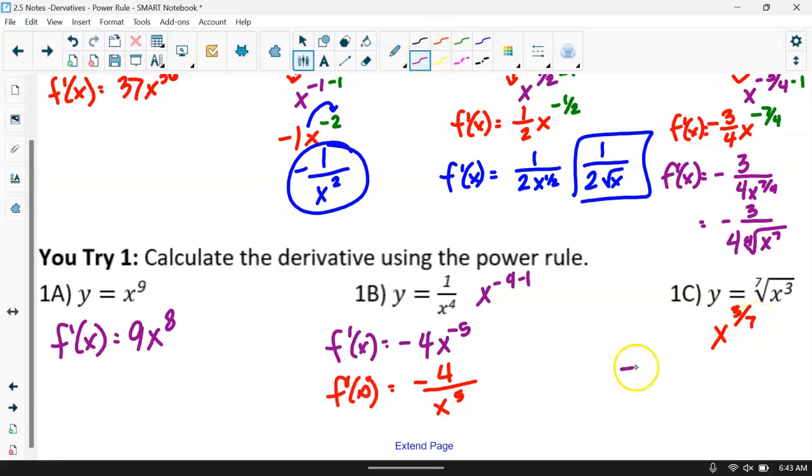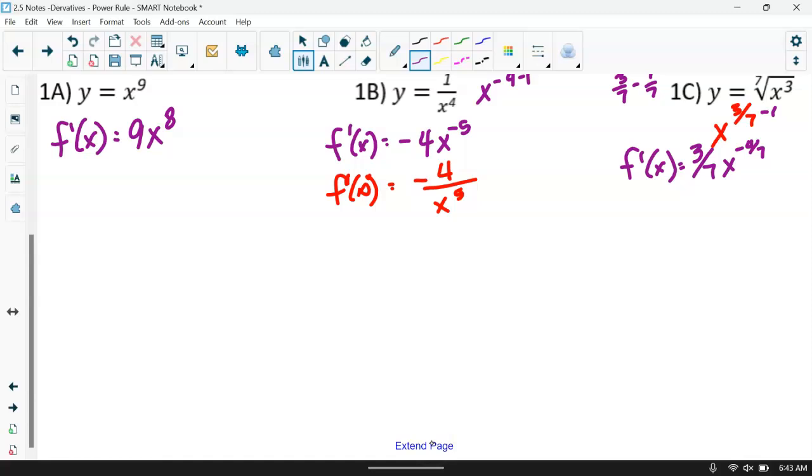Now rewrite your derivative. So here, your coefficient is 3/7 times x to the, you should have for your new exponent, negative 4/7, because again, subtracting 1, that's 3/7 minus 7/7. So there's your negative 4/7. Now when you rewrite this, here, let me extend. When you rewrite this, you end up with, as your derivative, 3/7, and then inside of the 7th root, x to the 4th.